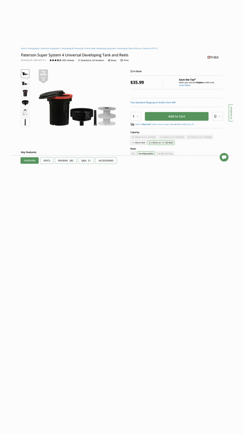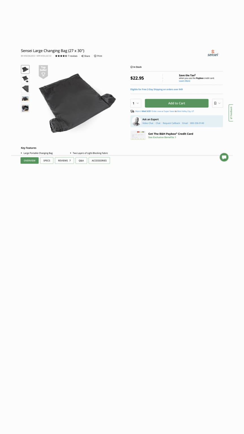For developing yourself at home, you're looking at roughly $1 to $3 per roll in chemistry. And for 278 rolls of film, you're looking at about $417 for chemicals. And you also need to have a Patterson tank and a dark bag, which is going to be right around $58.94 total, bringing our total developing cost to $475.94.